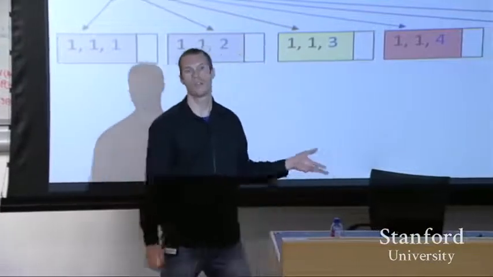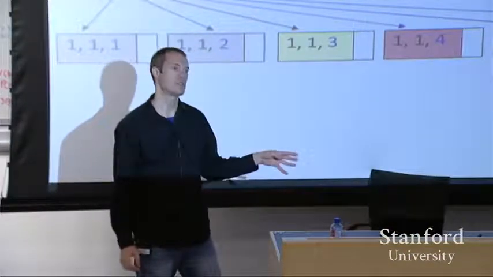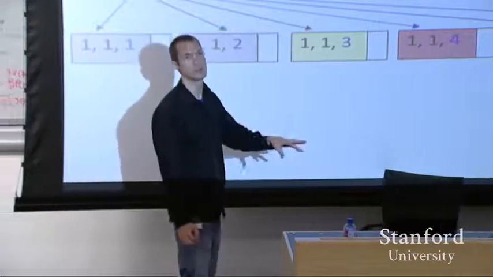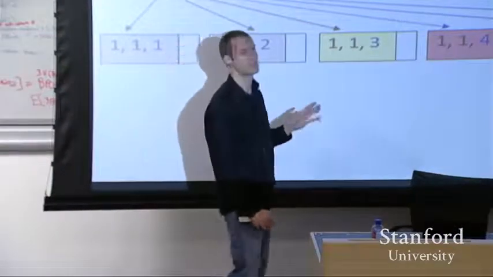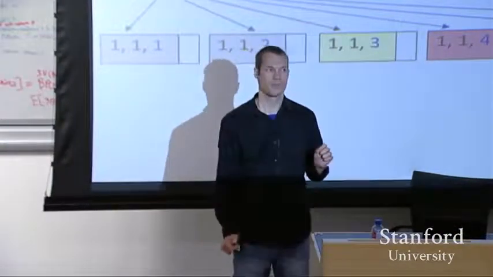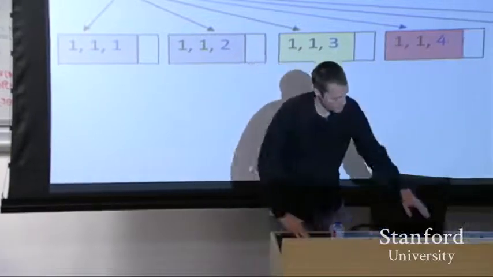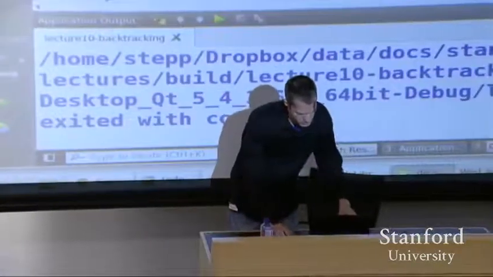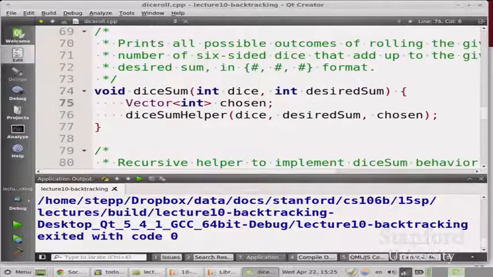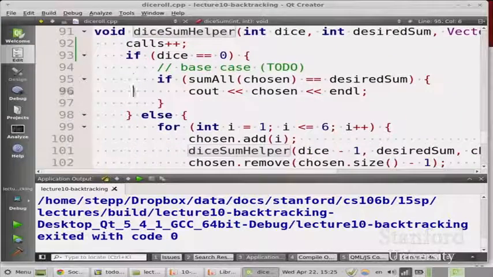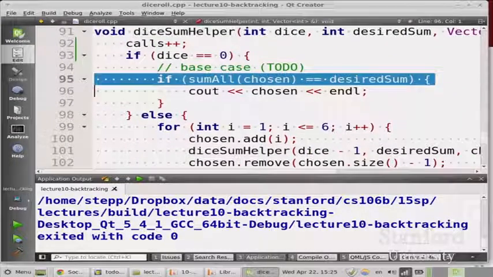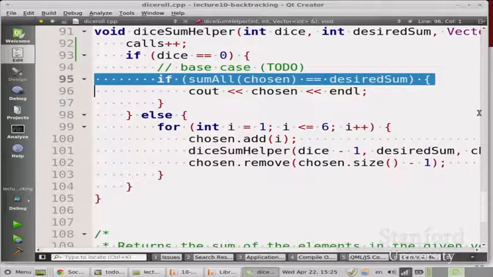I think our code could take advantage of these observations to avoid going down paths we don't need to go down. There's another source of inefficiency here, which has to do with this method that we're using called sumAll. I claim that that method, or that function that we're using there, is wasting a lot of computation that it doesn't need to be doing.